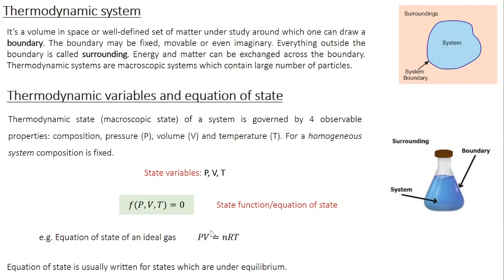As you can notice from this equation, these three state variables are not completely independent. If you find out the values of any two of these, the third one you can calculate. So there is an inherent relation between these three state variables. There are also other thermodynamic variables like chemical potential, entropy, etc. But to define a state, these three variables are good enough. And usually you write the equation of state when your thermodynamic system is under thermal equilibrium.